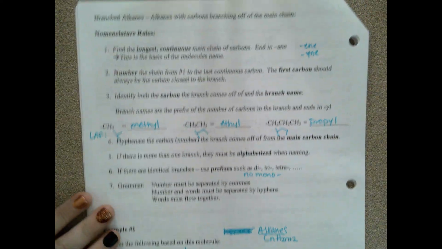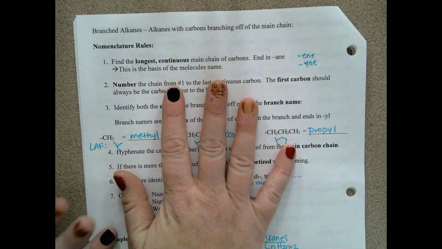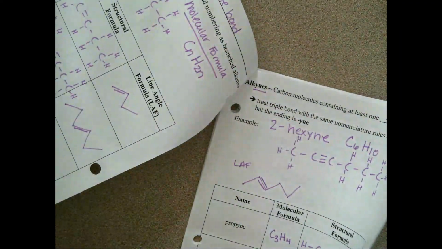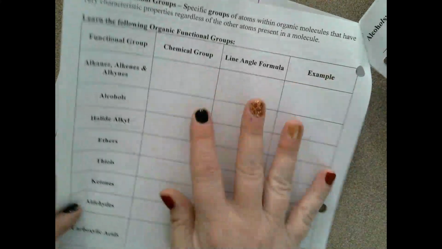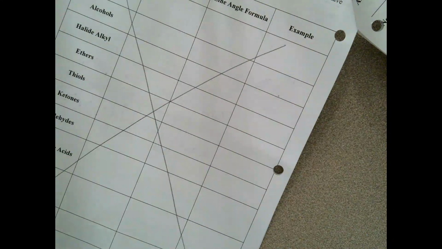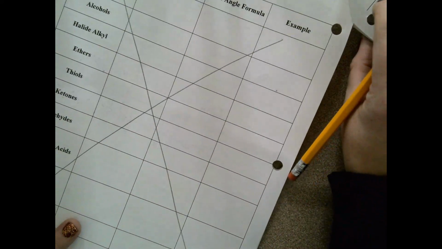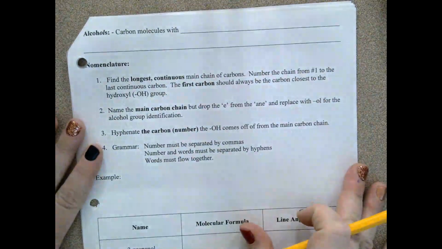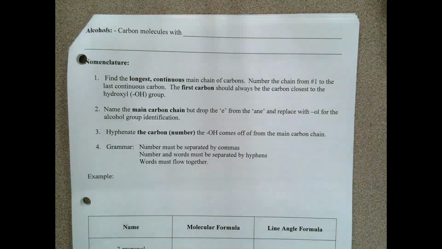Okay, so we did branched alkanes last. If you flip your paper, there's some examples. I don't have them done. And then we're going to flip all the way to this functional group page. I took out functional groups, so we're not going to worry about them. Just put an X through the functional group page. And then we are moving on to the alcohols.